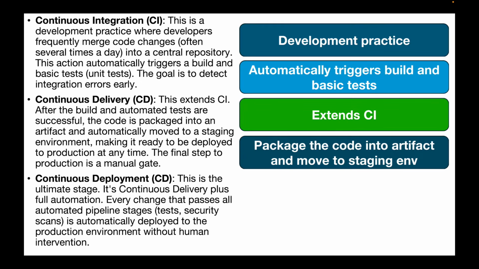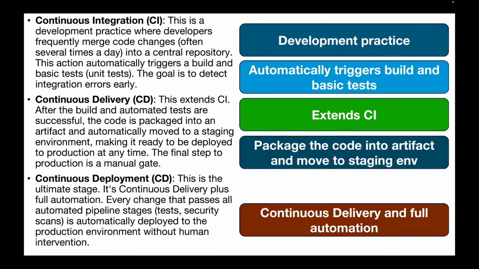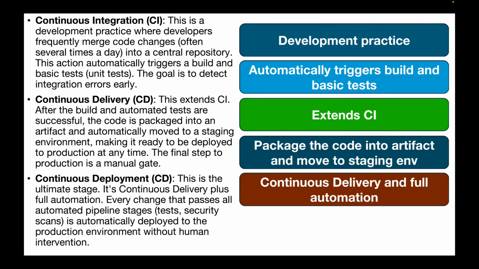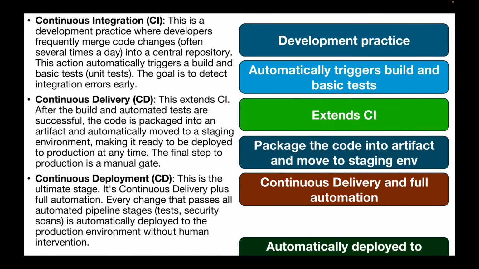And then you have continuous deployment. Now this is the ultimate stage. It's continuous delivery plus full automation. So every change that passes all automated pipeline stages, your tests, your security scans, is automatically deployed to the production environment without human intervention.